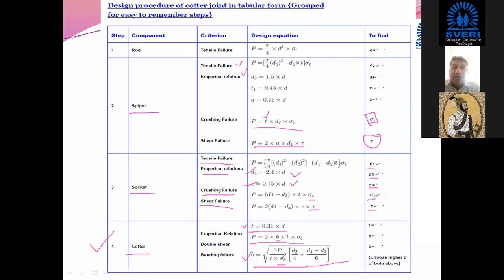If not, then here you can put the value of sigma T and calculate this B, and put it in the previous formula. Okay, got it? Any question? This PPT I am going to share with you, so you can use this ready chart as the procedure and formulas for the design of the quarter joint. Any question?